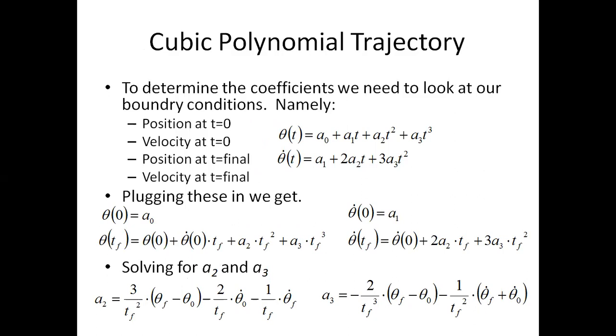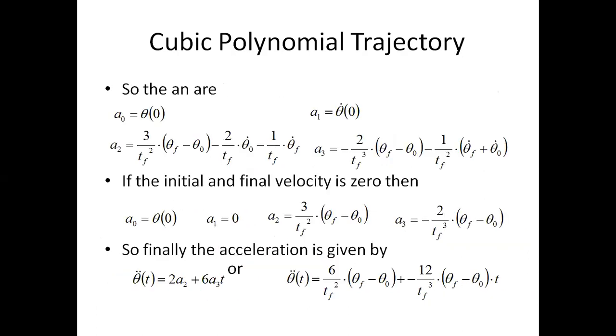Similarly, velocity at t equal to 0 and velocity at t equal to final. When we take a cubic polynomial and differentiate the expression, we get a1 plus 2a2t plus 3a3t squared. Applying all these conditions, we solve for the values of a3 and a2, and we get the expression 3 by tf squared of theta f minus theta 0 and minus 2 by tf cubed. Thus we can find the values of a2 and a3.